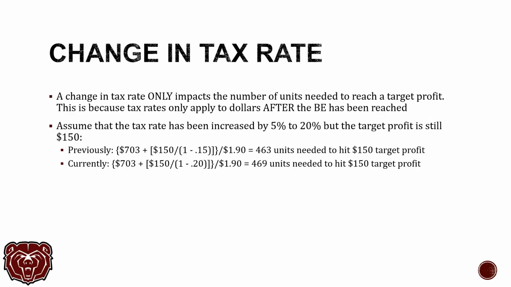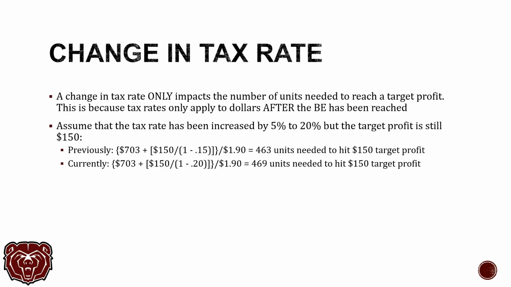Okay, so what we're looking for is our profit after, right after we've hit our target profit. So let's say that we've increased our tax rate by 5% to 20%. So it was 15%, now it's going to be 20%. So when it was just 15%, we needed to sell 463 units to hit our $150 target profit, right?